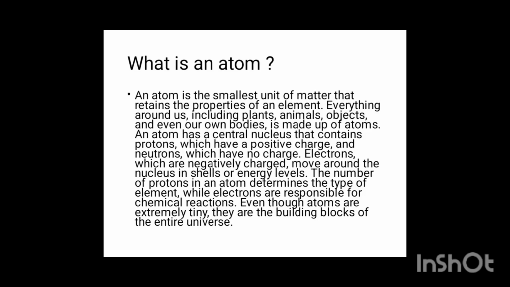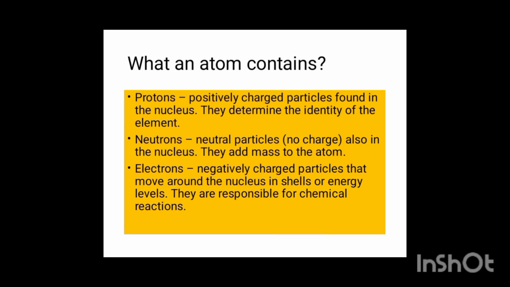The number of protons in an atom determines the type of element, while electrons are responsible for chemical reactions. All the chemical reactions, or all the ionic or covalent bonds that we make, electrons are responsible for that. That's electronic configuration. We do the distribution of electrons, whether they are going to gain, lose, or share, and valency and all that. Even though atoms are extremely tiny, they are the building blocks of the entire universe. Even though they are the tiniest particles, they are the building blocks of the entire universe.